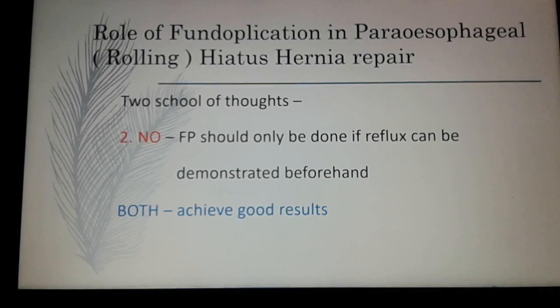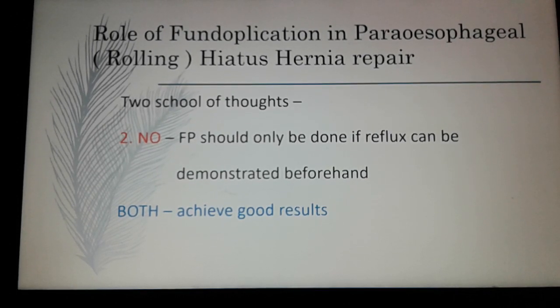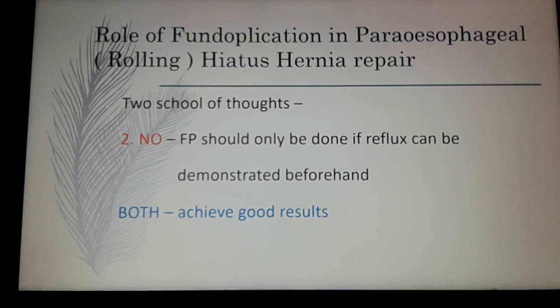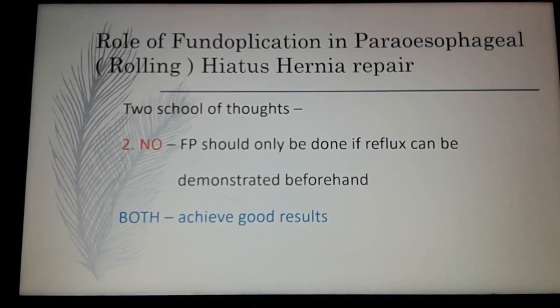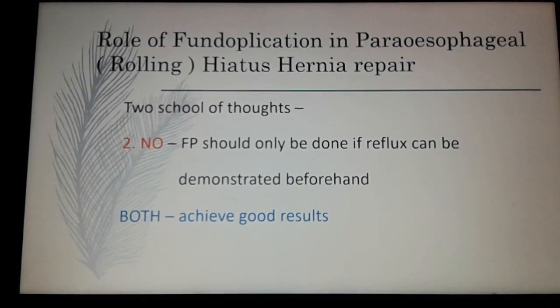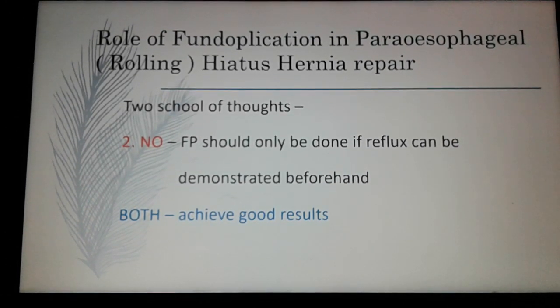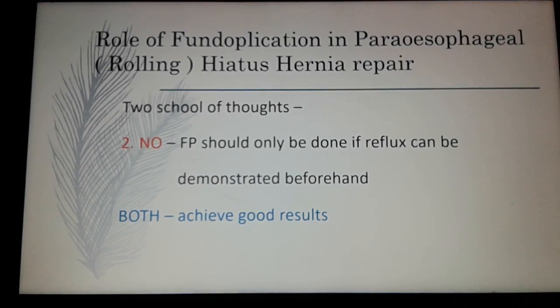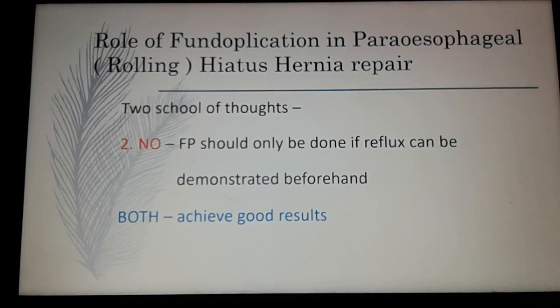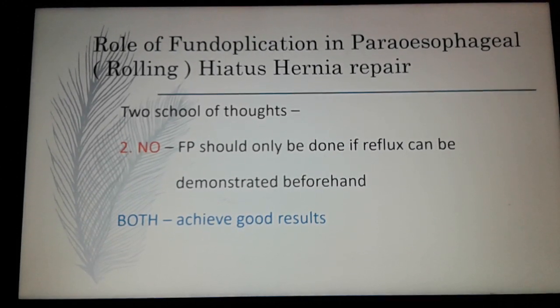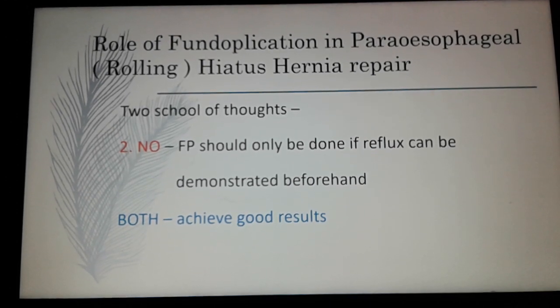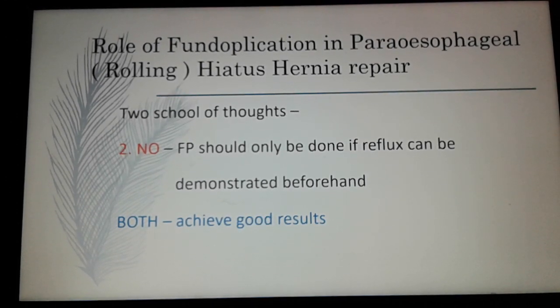That is one school of thought. The second one is saying that fundoplication should only be done if the gastroesophageal reflux can be demonstrated beforehand, before planning the definitive surgery of hiatus hernia. If we have diagnosed that yes, it is associated with reflux disease, then only fundoplication should be done. Otherwise, don't do fundoplication. And surprisingly, both schools of thought achieve good results. So it's your choice. Whatever you want, you can go for it. Both have good results.